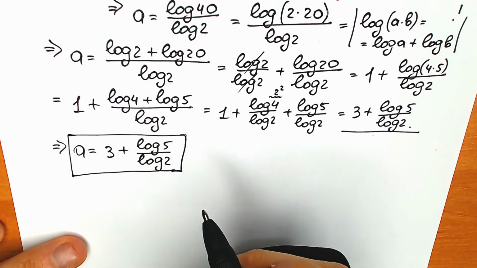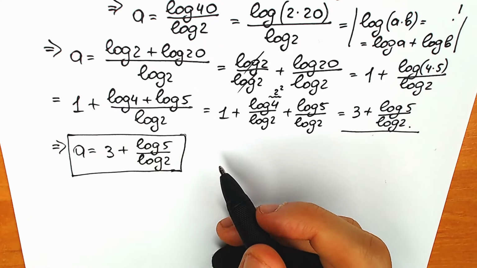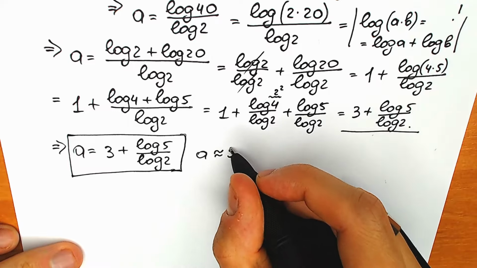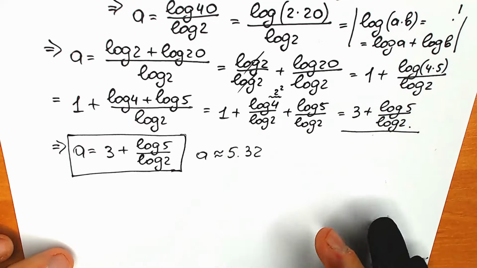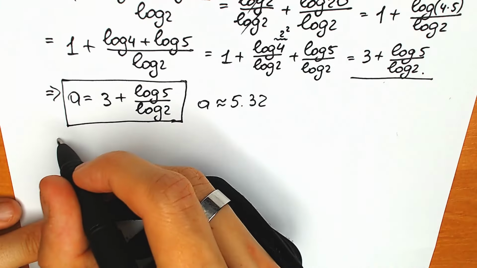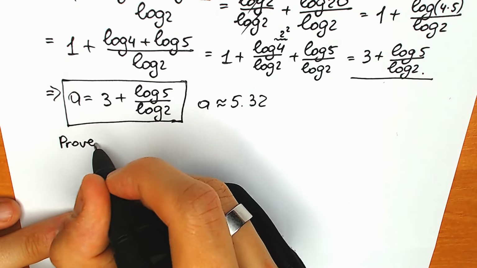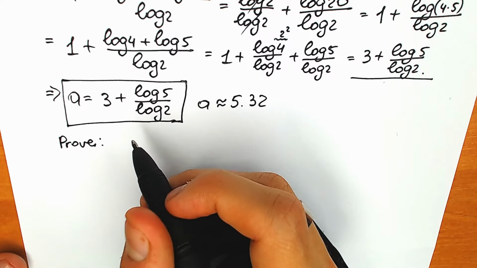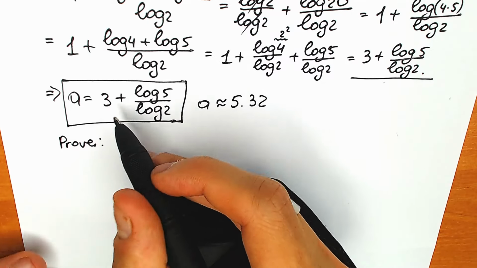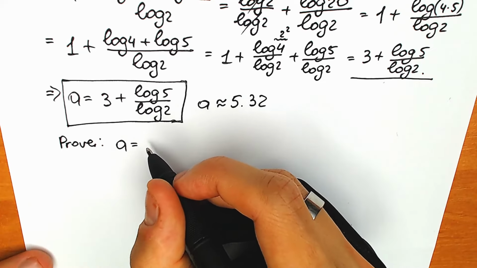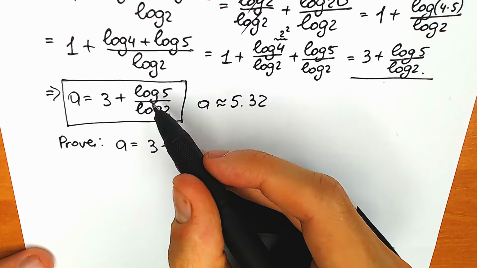And if you're interested in an approximate answer, maybe some students are, so a is approximately equal to 5.32. In the second step, let's check our answer real quick. So let's prove it, let's check. Right here, to prove it, I'm going to choose another option. I choose another expression, because this answer I want to write in a different way. I'm going to write it as 3 plus this expression right here.